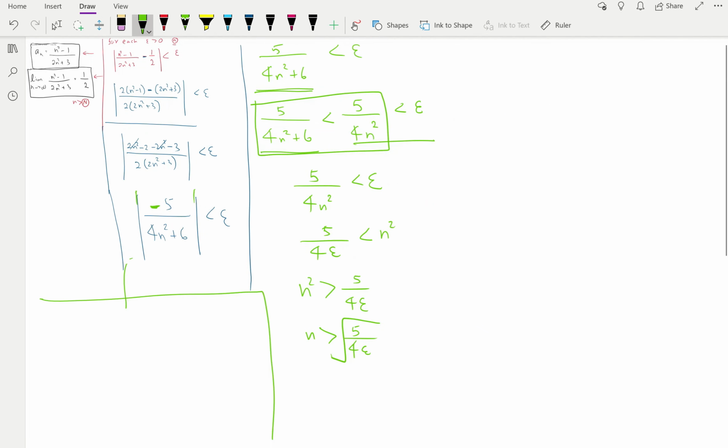Perfect. Let's make some space here. Now we have found the capital N. The capital N that depends on epsilon is the square root of 5 over 4 epsilon. So let's write the formal proof here.